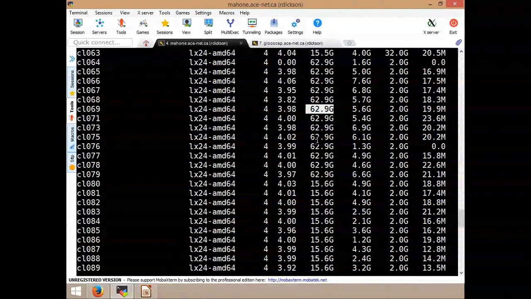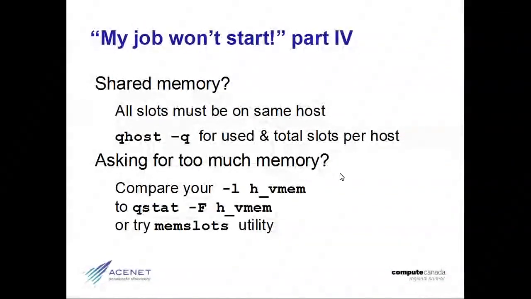So QHost is there for everybody, but it's probably most useful for people running shared memory parallel if they want to probe these sorts of things. And you can also add a -Q option to it as well, which will tell you about the jobs that are currently running on those hosts.